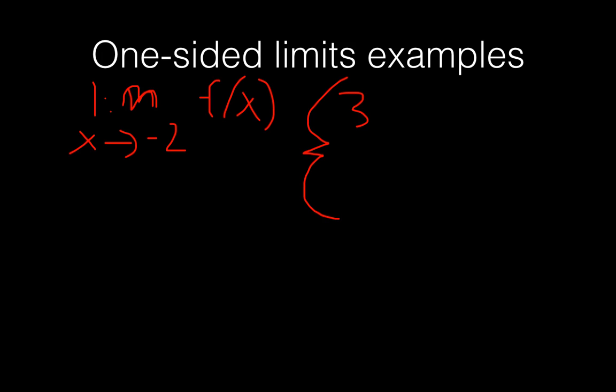So now we're going to look at an example of a one-sided limit. So the limit as x approaches negative 2 of the function: 3 when x is less than or equal to negative 2, and negative 2 when x is greater than negative 2. So actually we'll be exploring this from the left side.